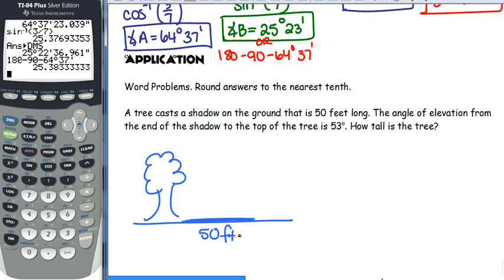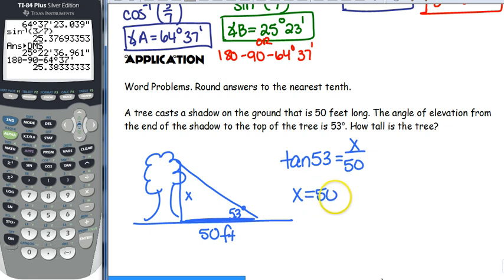The angle of elevation from the end of the shadow to the top of the tree is 53 degrees. We know that angle of elevation is going up from the ground to the top of the tree. That would be our 53 degrees. How tall is the tree? So we have opposite and adjacent. Opposite and adjacent is tangent. We always want the trig function of our angle, our opposite side over our adjacent side, which means that we are going to multiply. When we multiply those pieces, we get that x is going to be about 66.4 feet.